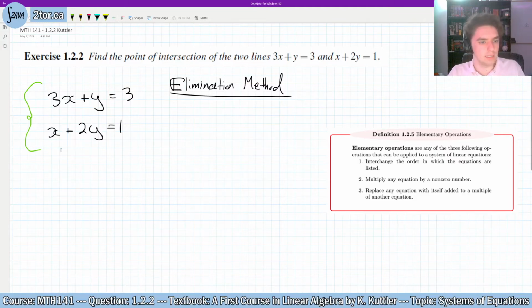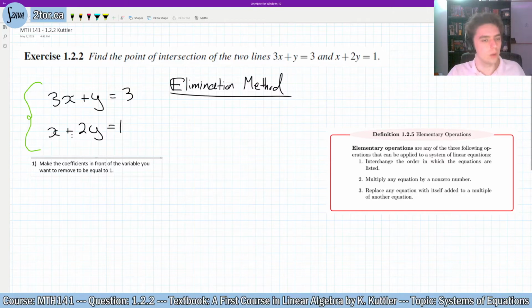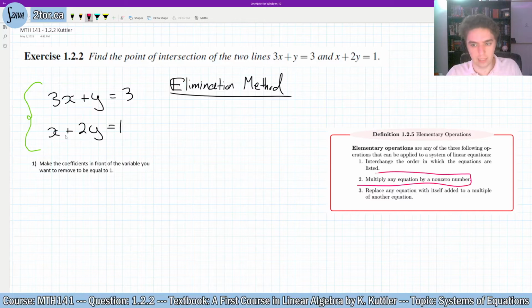The first step, probably best to do, is to make the coefficients in front of the variable you want to remove equal to 1. So I want to remove x. Are all the coefficients of x 1? It's 1 here, but it's 3 here. To turn this 3 into a 1, I'm going to use the second elementary operation, which is to multiply any equation by a non-zero number.